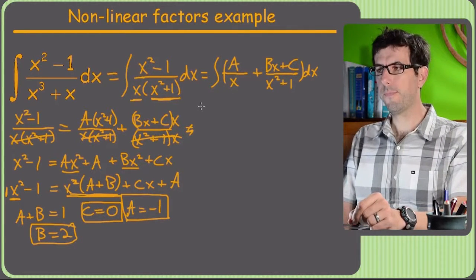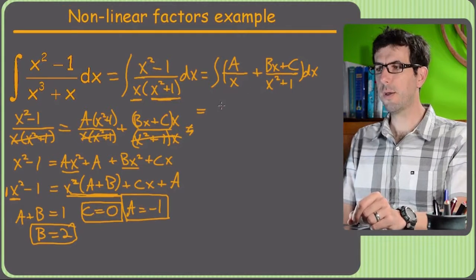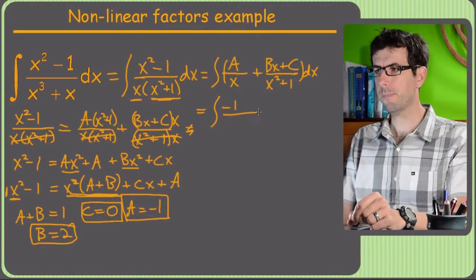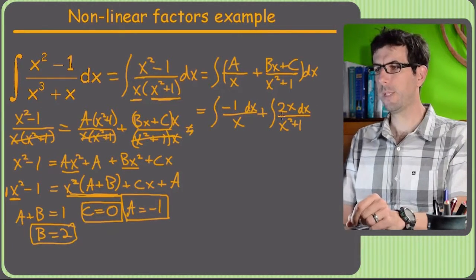Alright, so now, this time I cleverly left a clean copy of this thing with the a's and b's and c's in it, so now I can just copy my work. So this first fraction is a, which is negative 1, over x. And then my second integral is bx plus c, which is 0, so just 2x over x squared plus 1. And of course there's a dx in each of these, don't want to forget that.